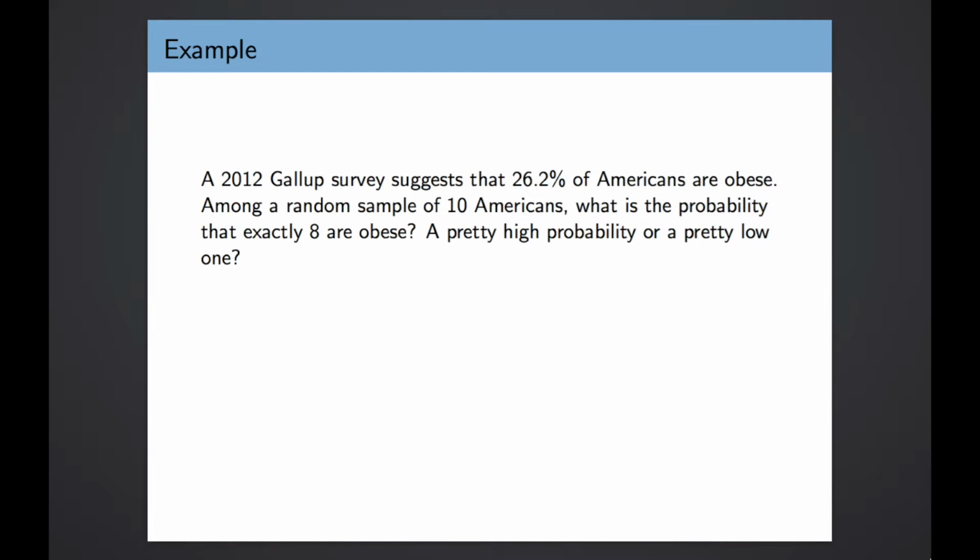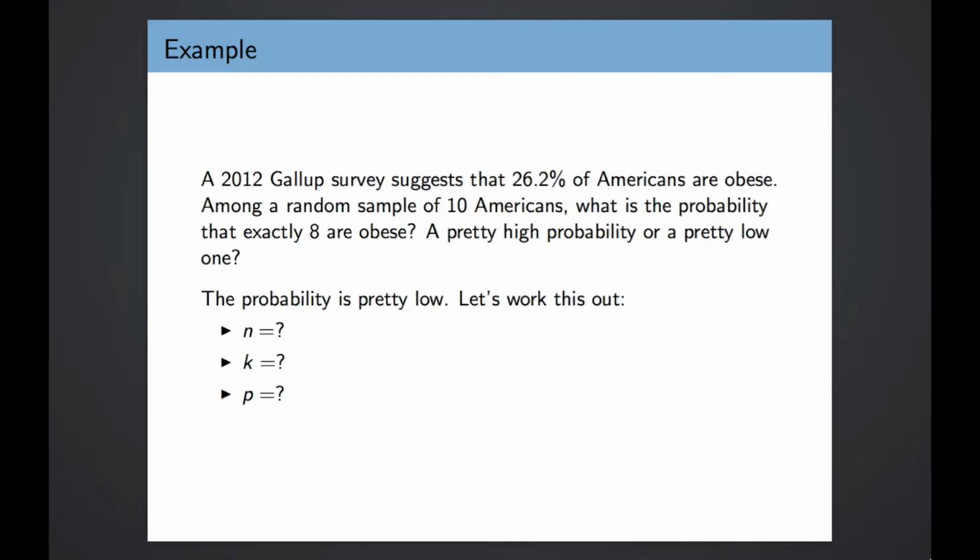Take a minute and think about whether, given this probability of obesity, there is a pretty high probability or a pretty low probability that if we took a sample of 10 people, 8 of them would be obese. So your intuition should be that this probability is pretty low. There's less than a 30% chance of obesity. So if 80% of our sample were obese, that would be quite surprising. Let's work this out in a little bit more detail.